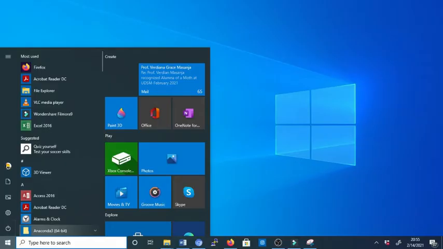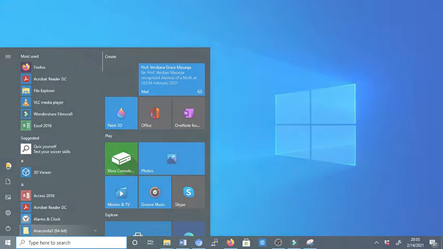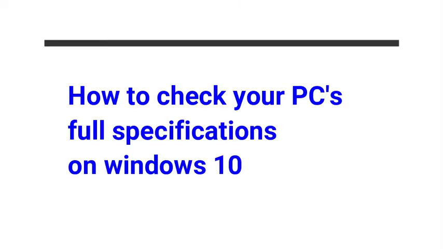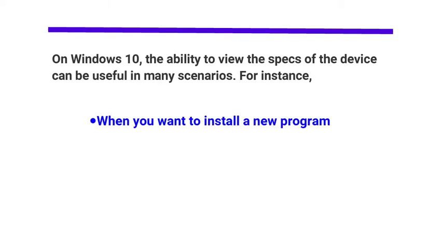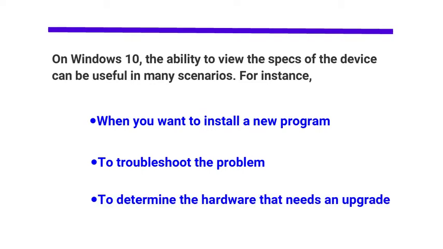Hello, welcome back. In this video, you will learn how to check your PC's full specifications on Windows 10. On Windows 10, the ability to view the specs of the device can be used in many scenarios. For example, when you want to install a new program, to troubleshoot a problem, and to determine the hardware that needs an upgrade.